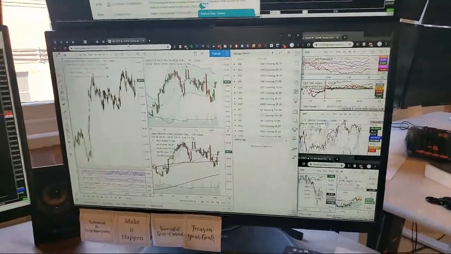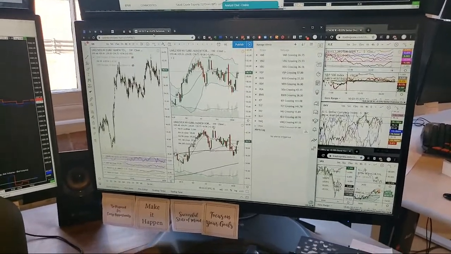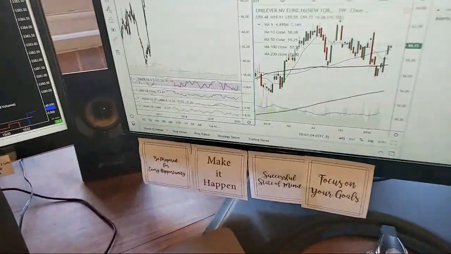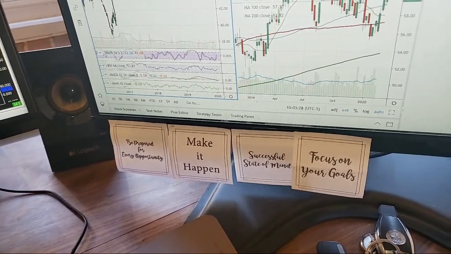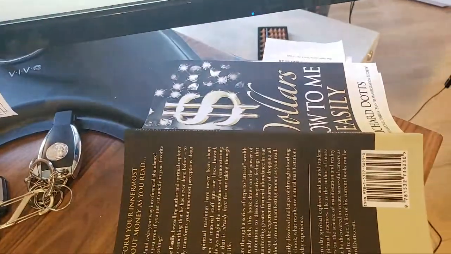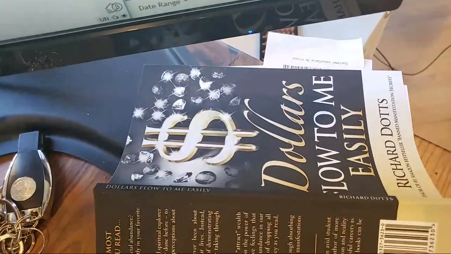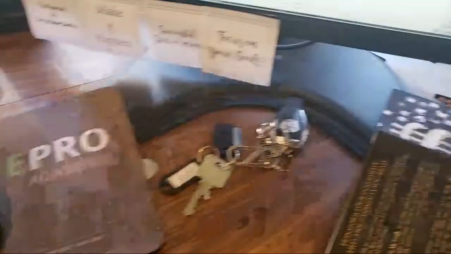Here's some stuff that I have on TradingView, some other things I follow, some motivational quotes and stickies, which I absolutely love. The book I'm currently reading, Dollars Flow to Me Easily. Love this book. How I got here.